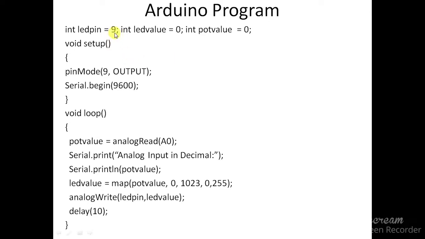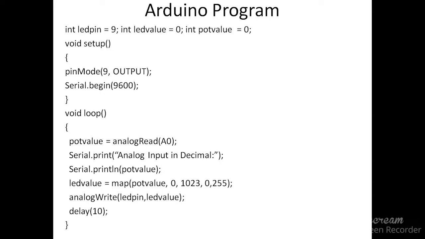Look at here, the LED pin is connected to pin number 9, which is PWM capable. We have declared two integer variables, LED value and pot value, initialized to 0. In the setup, we initialize digital pin number 9 as output and begin the serial with a baud rate of 9600. Inside the loop, first we read the analog value through the built-in analogRead function through the analog channel A0, and the same is displayed in the serial monitor for user notification.